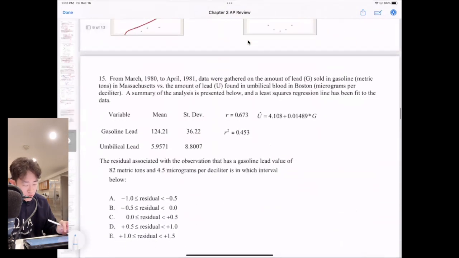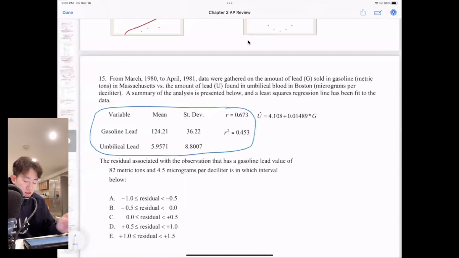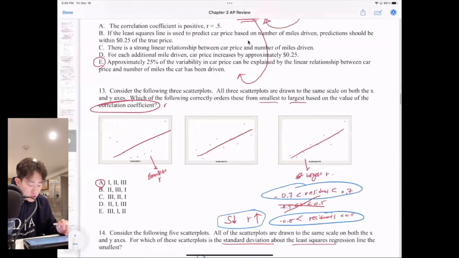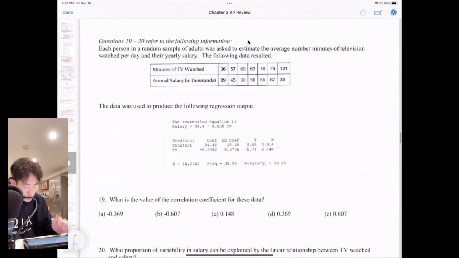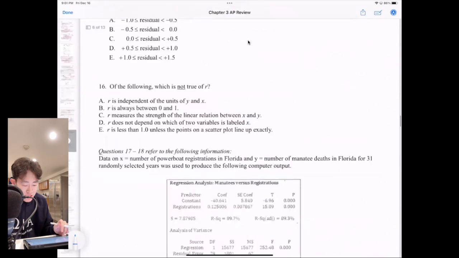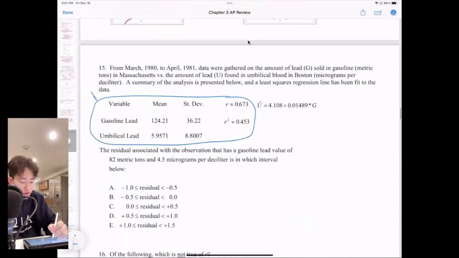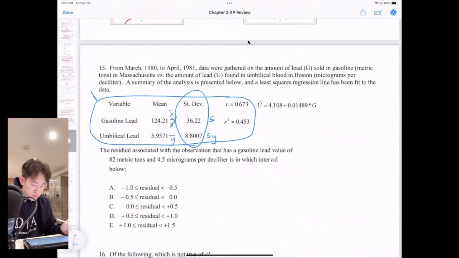All right, so for number 15, this kind of tricked me because it looked like a computer output. But if you take a look at the actual computer output, it would have the words predictor and coefficient. But this is actually not that. They just gave you the standard deviation S of X, S of Y, and this is just the mean of Y and the mean of X right here. I guess this is what you would use to figure out the slope, but they were nice enough to give that to me.